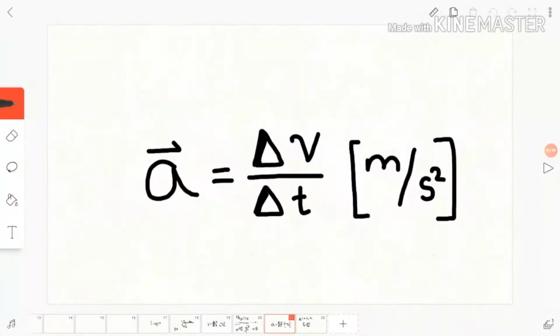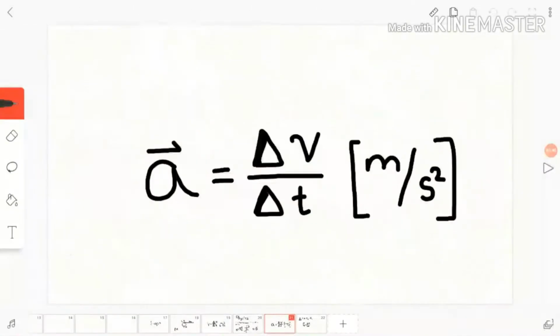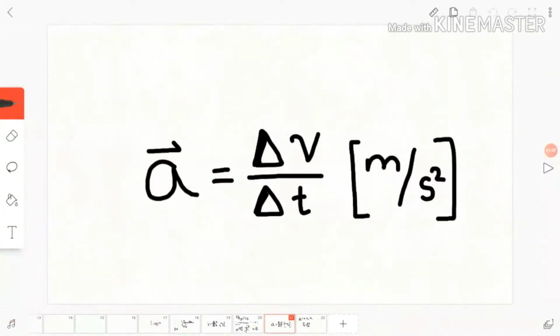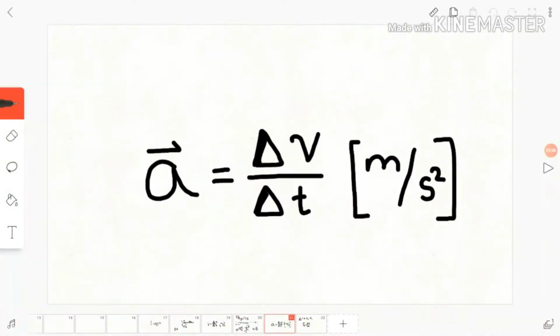So let's say on the first second, it starts going 2 meters per second. On this second, it goes to 4 and so on. So now we have to add those. So now we have 6 meters per second over 2 seconds. So that's 3 meters per second squared, the average acceleration. Okay, so that's basically acceleration.